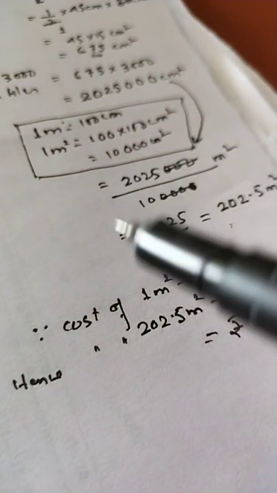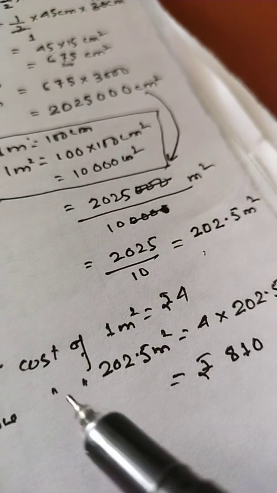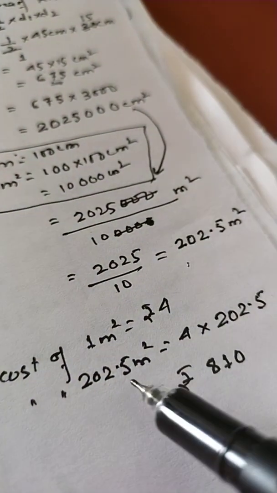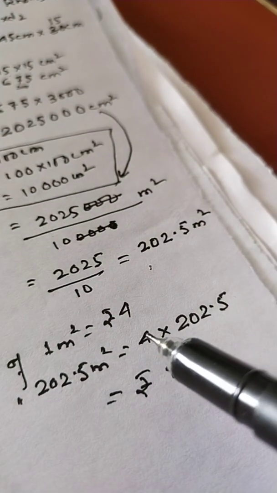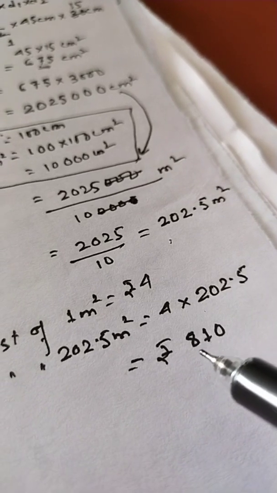Now finally we'll get the cost. Since the cost of 1 meter square is rupees 4, hence the cost of 202.5 meter square would be equal to 4 into 202.5, and the final product you will get as 810.